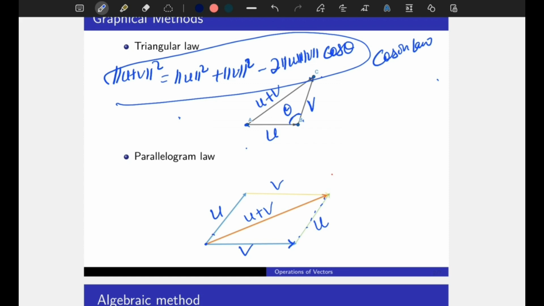The same is true here. If u and v make an angle theta here, then we are considering this angle here because we are adding these sides. So this angle measures 180 minus theta, because if you remember the property of a parallelogram, the sum of the consecutive angles is supplementary. If you add any two consecutive angles, they will give you 180 degrees. So we use this one.